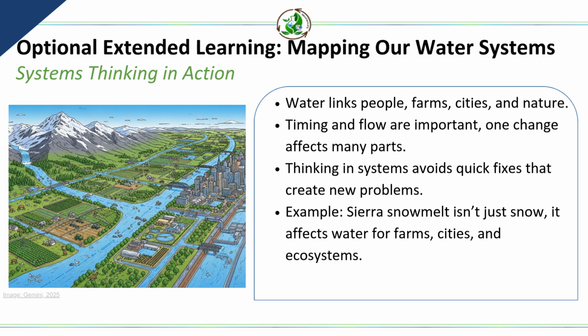Now let's look at systems thinking in action. Water connects people, farms, cities, and nature, so it's all linked. Timing and flow are really important. Changing one thing can affect many other parts of the system. Thinking in systems helps us avoid quick fixes that might create new problems later. For example, Sierra snowmelt isn't just snow, it provides water for farms, cities, and ecosystems downstream. Can anyone think of another example where one change affects a whole system?